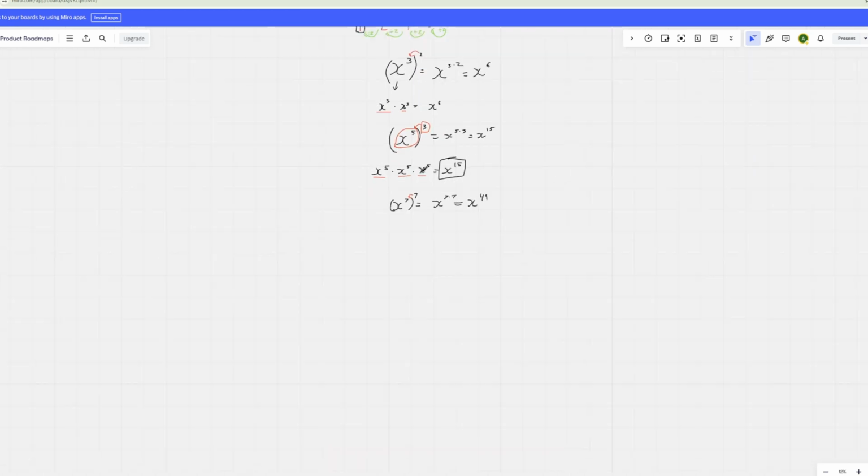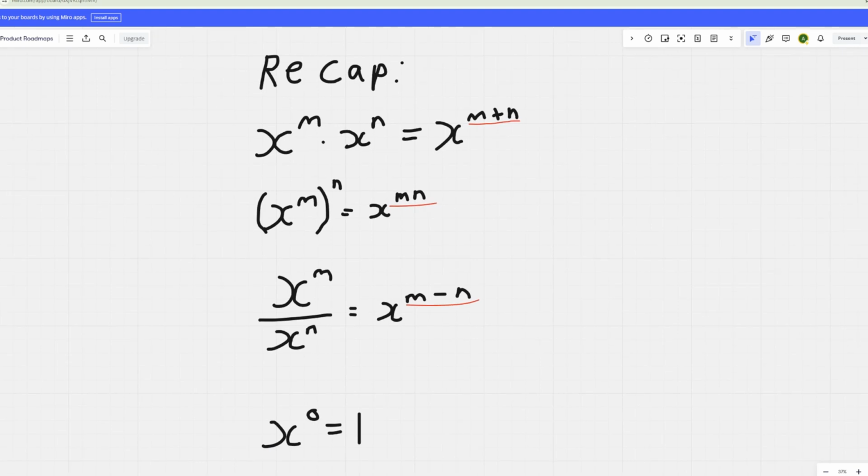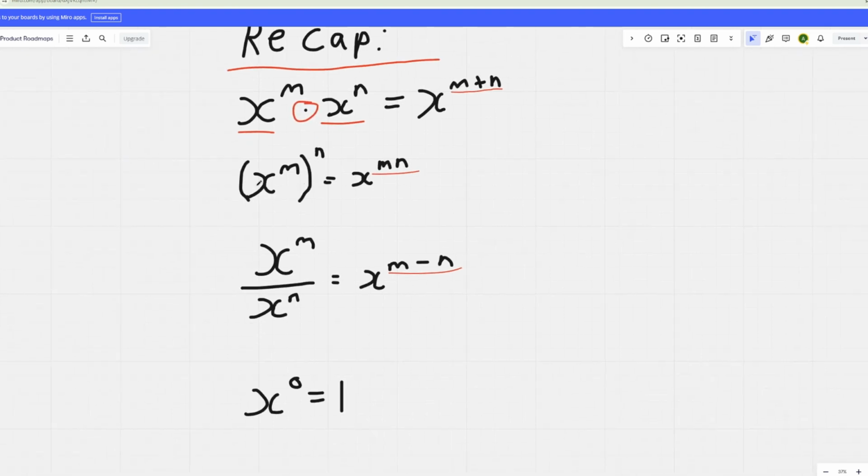But just as a recap, let's go over everything we've learned. Okay, so here's our recap. Of all the rules we've learned so far, we've got x to the m, where these are any numbers. X to the m times x to the n is x to the m plus n, right? Same bases, you add the exponents when you're multiplying. Next one, the most recent one we did, x to the m to the n. When you raise an exponent to another power, you multiply, x to the m times n, right? We did this and we proved it.